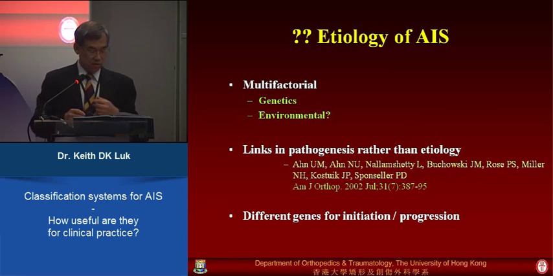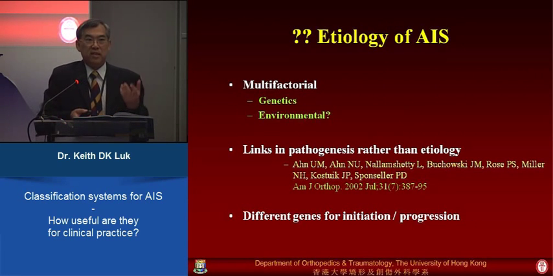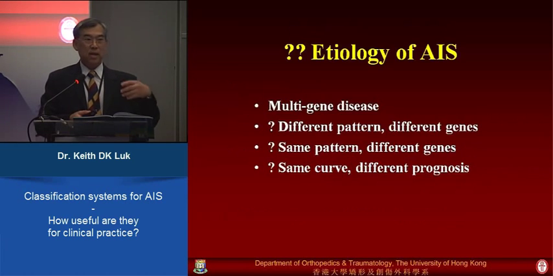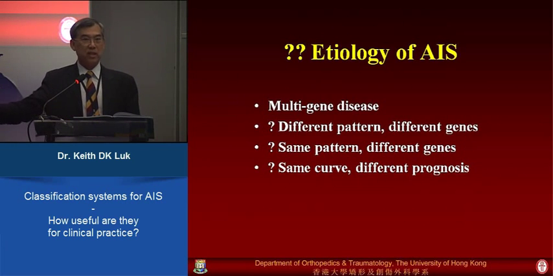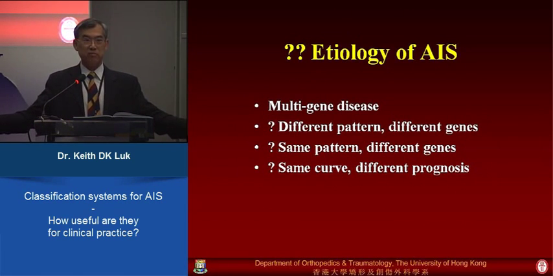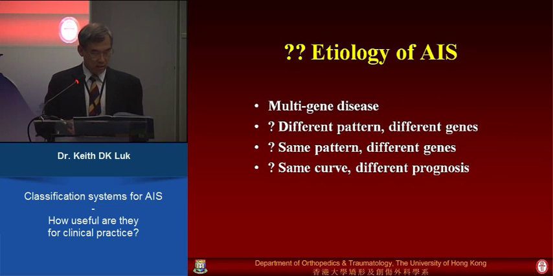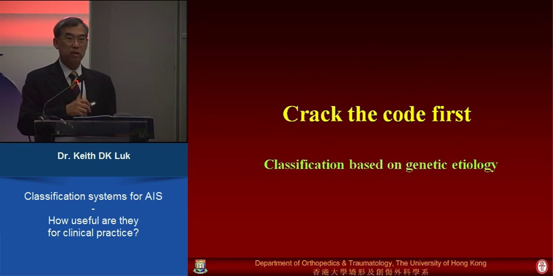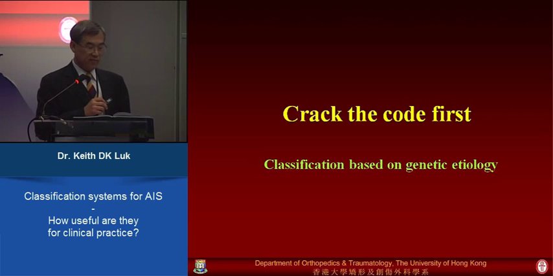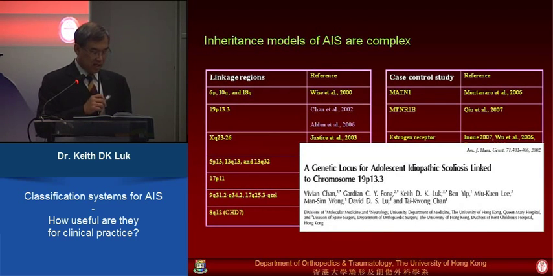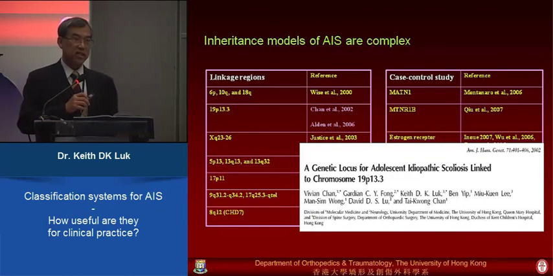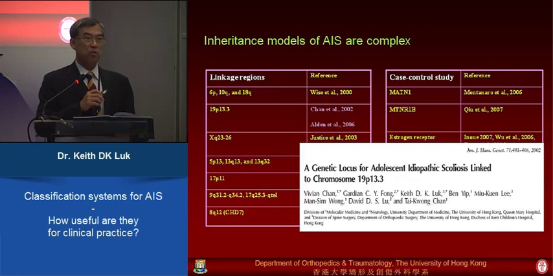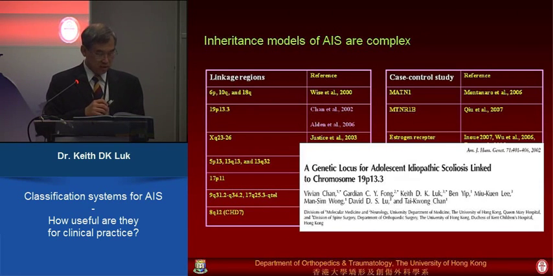We don't even know what is the cause of AIS, and that's why we call it idiopathic. A thoracic curve may be different than a lumbar curve, and they may have different prognosis right from day one. So how do we know that? The only thing we can know is when we crack the code and find out what's the cause of idiopathic scoliosis. And the classification will then be based on the genetic etiology, and we know for sure which curve is going to progress and which one is not.